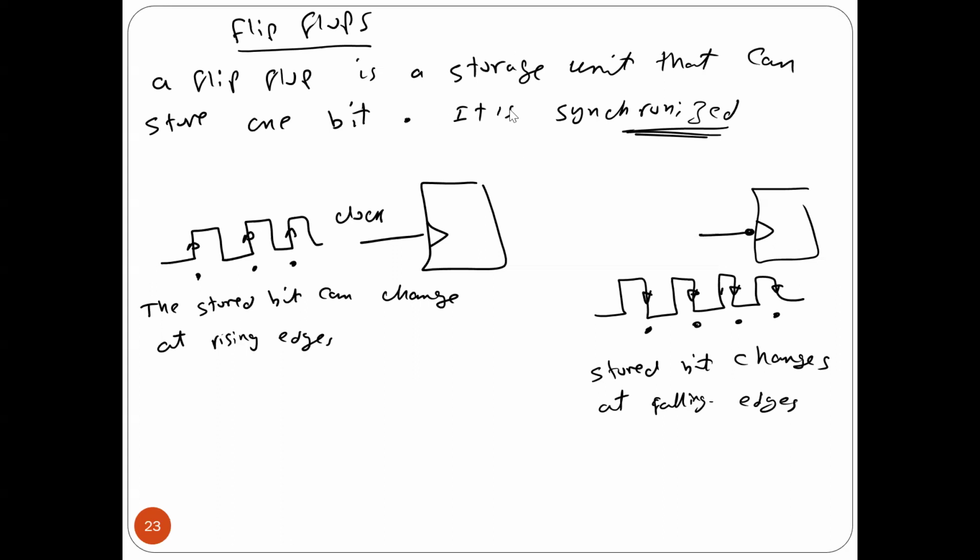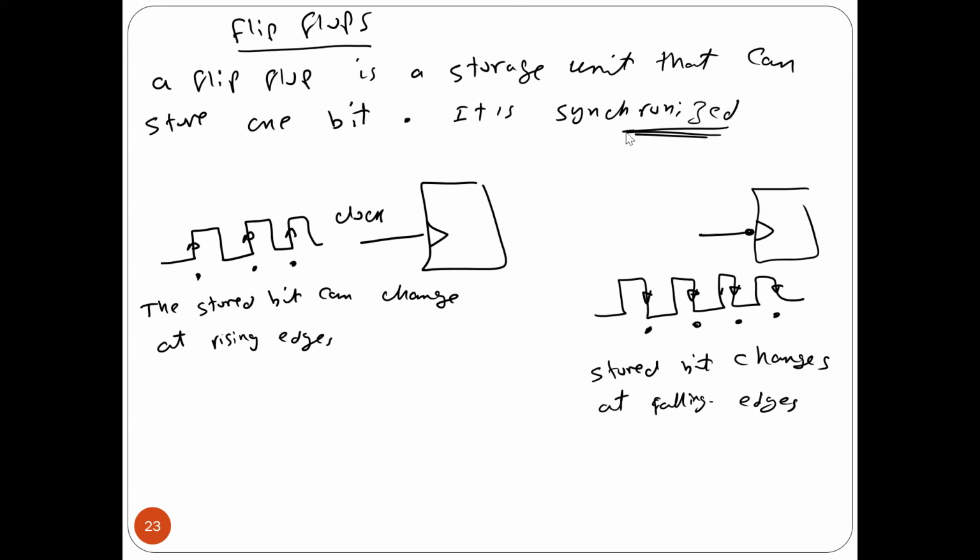One of the most important things also, flip-flops are synchronized, because this is the main difference between flip-flops and latches. Latches are also a storage unit that can store 1 bit, but they are not synchronized. This is the main difference. So what do you mean by synchronized? In latches, once you change the input, the stored value is going to change immediately. That's why we call it not synchronized.